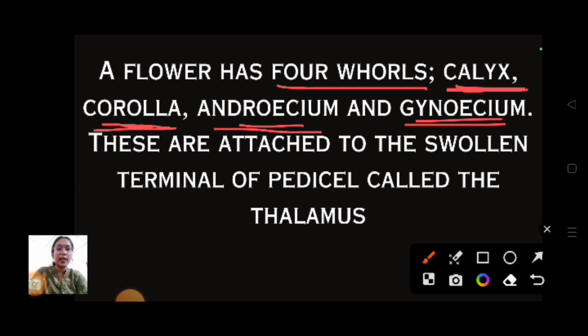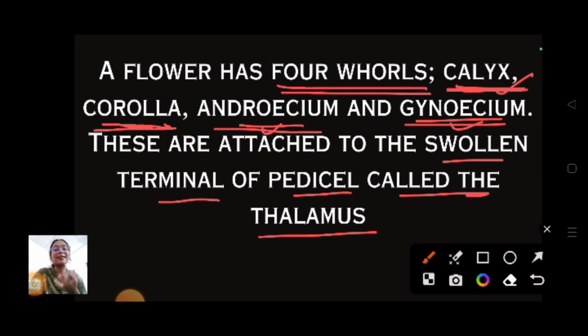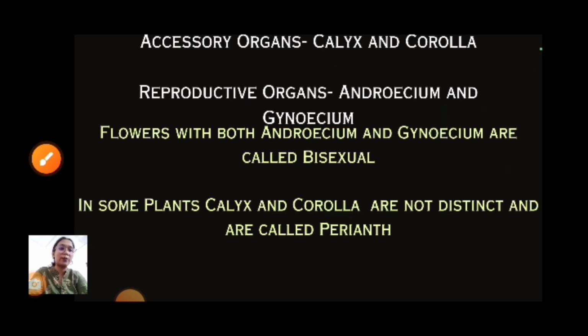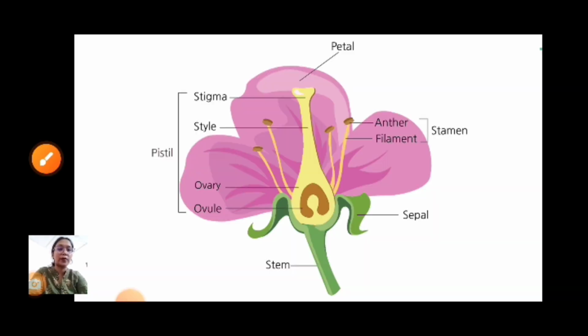Is it clear? These are attached to the swollen terminal of the pedicel, which is called the thalamus. These 4 structures, which are called the 4 whorls of a flower, are attached to a base called the thalamus. Is it clear? I'll show you one picture, then it will be more clear to you.